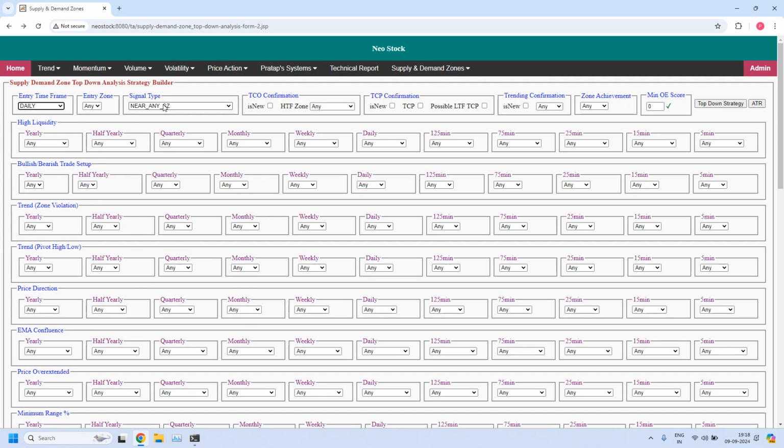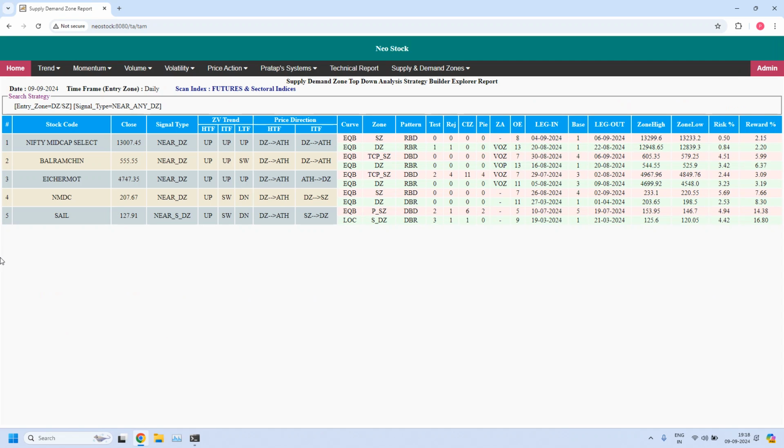Entry time frame is daily. Let us find the stocks near daily demand zone. Five stocks are filtered. Let us identify high liquidity zones, if any. So we have only one high liquidity zone, that is SAIL. Already tested 3 times. So you need to look for a fresh fine-tuned 5-minute zone. Otherwise the zone might be violated.